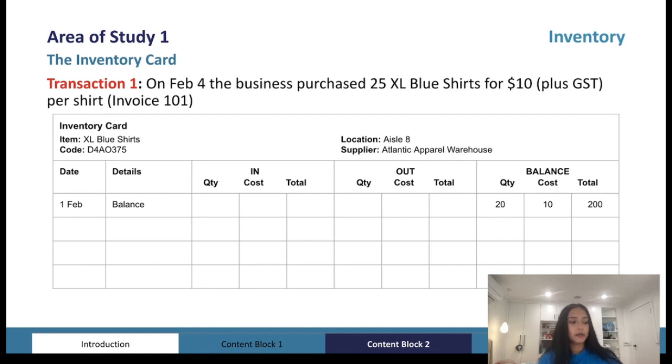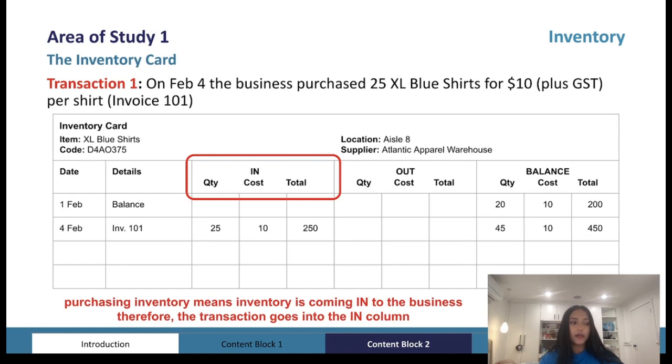Okay, and the specific transaction is that the business has purchased 25 extra large blue shirts for $10 per shirt. And you can see that they've given us the source document used to verify this transaction, which is invoice 101. And when we enter this transaction, this is what it looks like. So under date is the transaction date, which is February 4th. Under details is invoice 101, which is the source document that verifies the transaction.